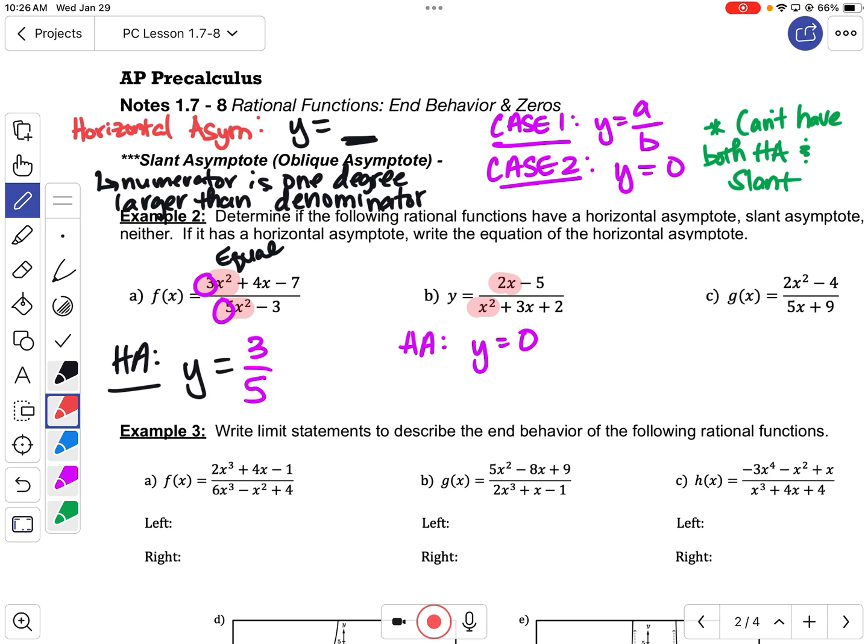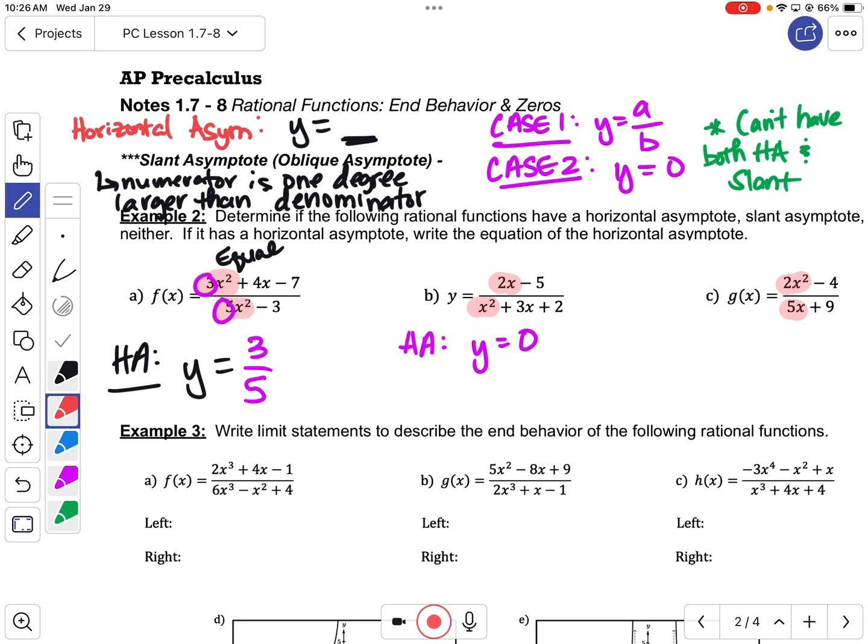All right, and then let's look at that last one. So we've got g of x equals 2x squared minus 4 over 5x plus 9. Highest degree terms, top and bottom. Question 1, are they equal? No. Where's the bigger one, top or bottom? Top. And if that happens, it's not horizontal.